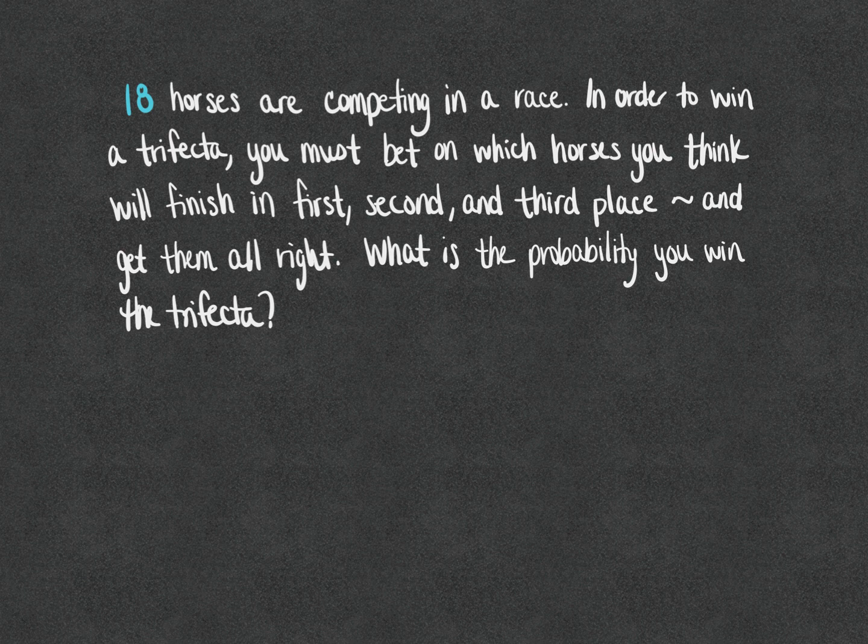Second of all, does order matter? Well, yes, it does matter. It says we have to figure out which one will finish first, second, and third, and we have to be right. So it doesn't count if we have the third place horse saying that they come in first. Okay, we have to get them right in that order. So what is the probability we will win the trifecta? So again, knowing that order matters, we want the number of ways that we win, that we get it right, and then the denominator is going to be the number of ways that 3 horses can finish in first, second, and third place.